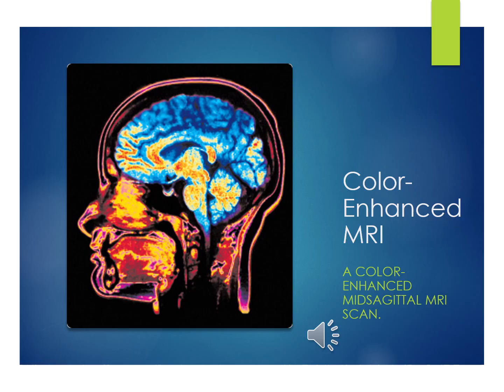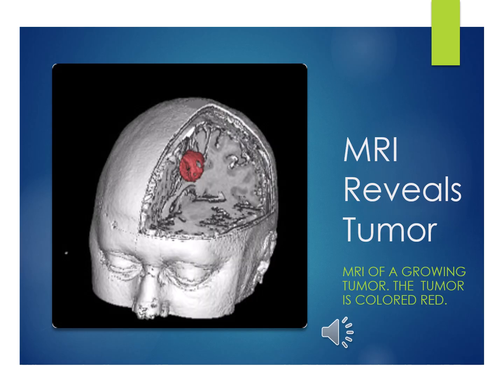The figure here shows a colored MRI scan of the head. The brain is highlighted in blue with patches of yellow, and the rest of the head is highlighted in yellow and red. So this is a color enhanced MRI. In this image, the upper left portion of the head is cut away, and it shows us a tumor, colored in red.